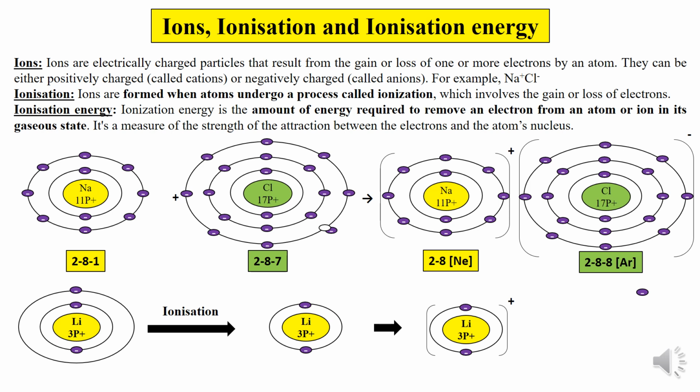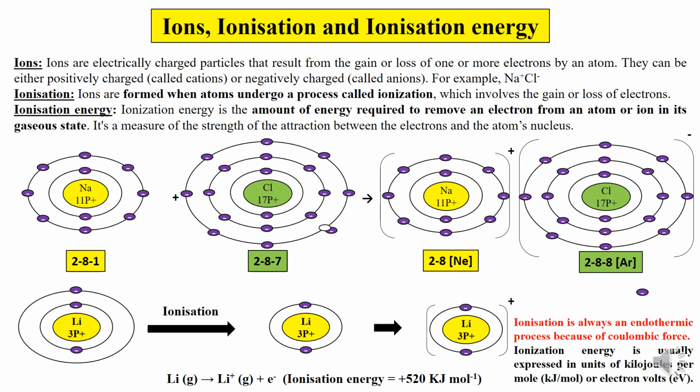So ionization energy is the amount of energy required to remove an electron from an atom or ion in its gaseous state, and it's the measure of strength of the attraction between the electrons and the atom's nucleus. So the amount of energy required to remove the valence electron from the lithium atom is plus 520 kilojoules per mole of energy. So 520 kilojoules per mole of energy is required to remove the valence electron from lithium atom. So it is an energy demanding process.